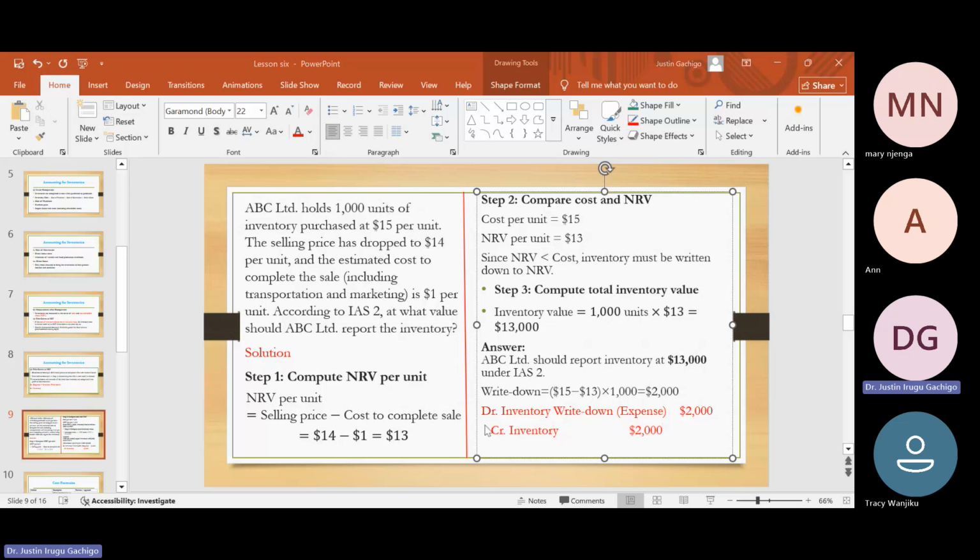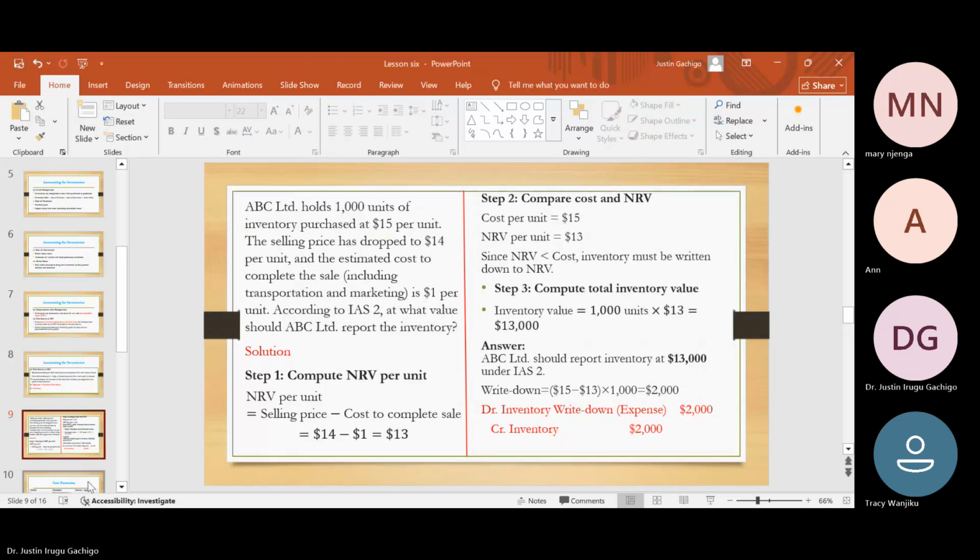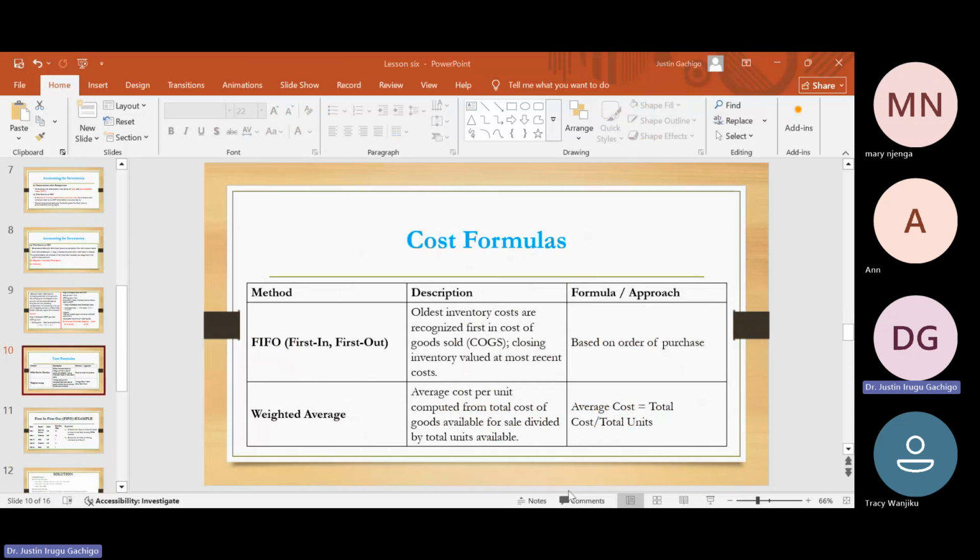So I want to pause there and ask if we have any question or clarification so far, before we go to the last segment. Do you have a question or a clarification that you want to seek? No. Wajiko, you have any clarification? No. Meli, do you have anything? Okay, fine. So let us move to the next one.